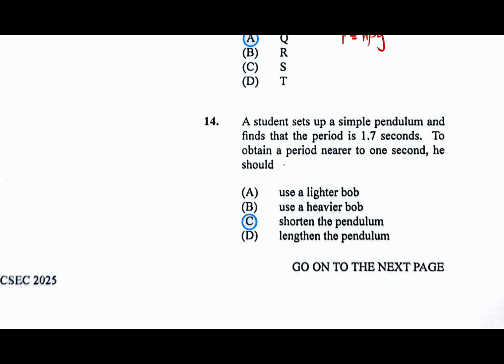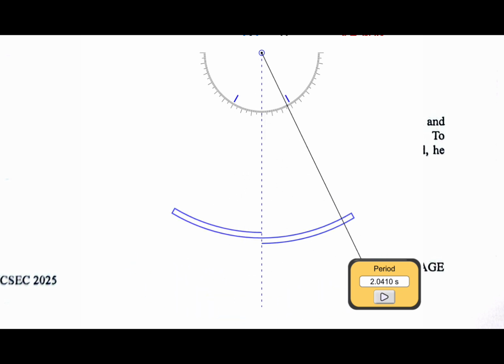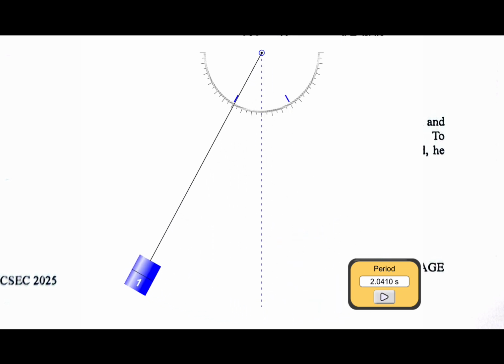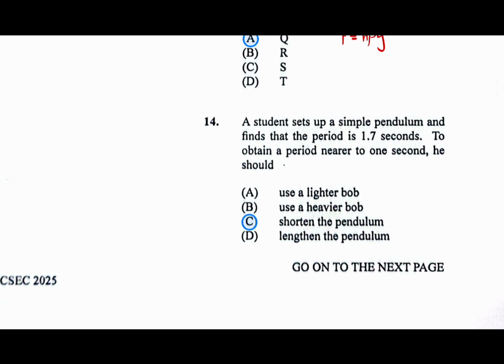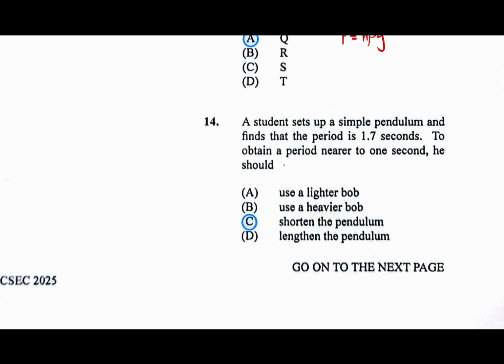Question 14. A student sets up a simple pendulum and finds that the period is 1.7 seconds. To obtain a period nearer to 1 second, he should, anytime you want to decrease your time period, shorten your pendulum. So I'm going to provide two animations here. In this first animation, I'm showing you guys what the time period would be like if the length is really long for the pendulum. Now I'm going to show you guys what happens to the time period when you shorten the length of the pendulum. So you could clearly see that by decreasing the length of the pendulum, the time period decreases.